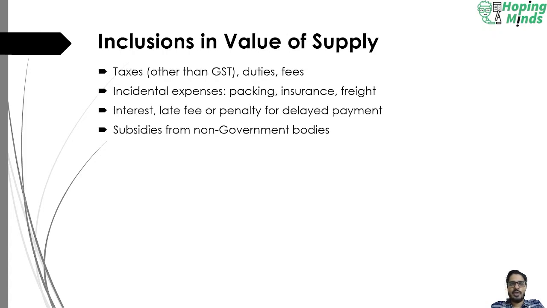So moving ahead, what are the inclusions in the value of supply? The inclusions are dealt with in Section 15 subsection 2 of the CGST Act. Certain elements, if not already included in the price, are added to the transaction value. Taxes, duties, cess, fees and charges under non-GST law, that is other than GST, shall be included. For example, a manufacturer sells goods for rupees 10,000 and separately charges rupees 500 as excise duty, then the GST value will be rupees 10,500.